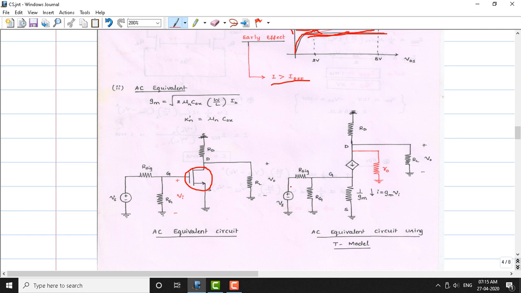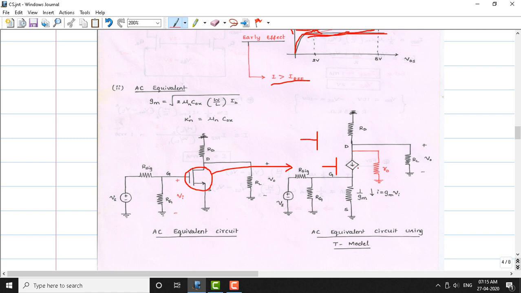So we have an AC signal applied here. This is the internal resistance of this AC source. We have an RG here, but the only difference is the transistor is replaced with its T model. The T model comprises a current source and a resistance which resemble the form of a T. This looks like a T shape here. So this is called a T model.